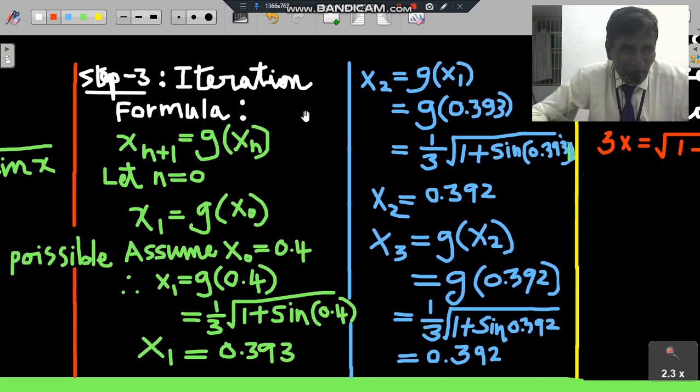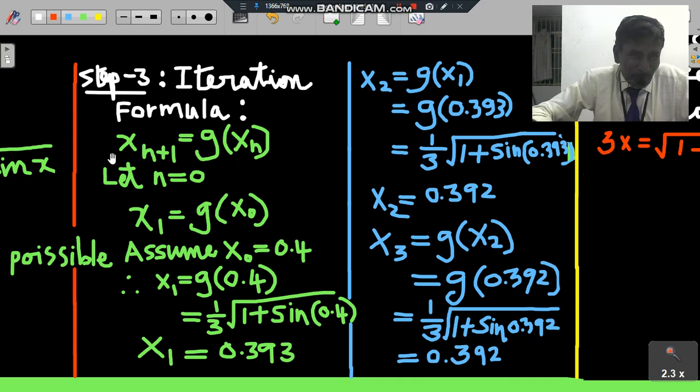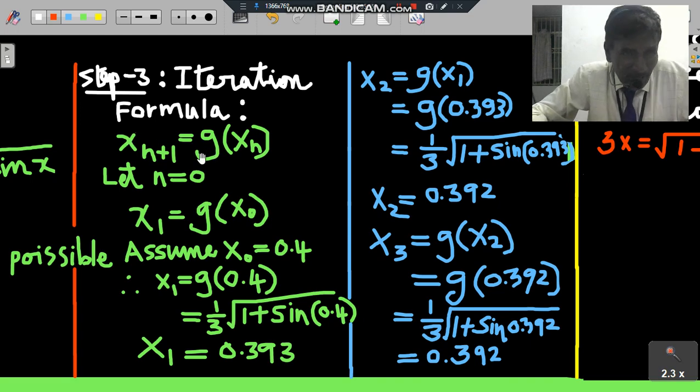Now for that, the third step comes. What is the third step? It is the iteration step. We are going to iterate the root of the given equation. The iteration method by fixed point is x_{n+1} equals g of x_n. This is the iteration formula. I mean, the next approximate value would be equal to the g value of x_n, its previous approximation.